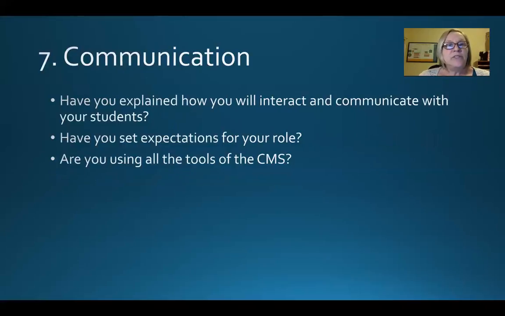Number 7 has to do with section B of the OEI rubric. It's all about communication and interaction. And we think in your orientation unit, you should spend some extra time building policies and explaining to your students how you're going to interact and communicate with them. So let them know how you'll be responding to them.